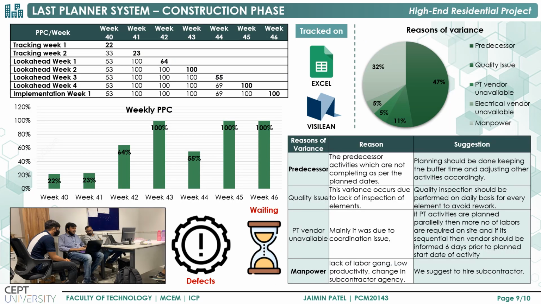Here the last planner system, a lean tool we use for the construction phase for PPC tracking, and we used to track this in Excel and in Visilin. So from this we came to know that the major reasons of variance which was coming are predecessors and the lack of manpower at site, for which suggestions were given by us as mentioned.